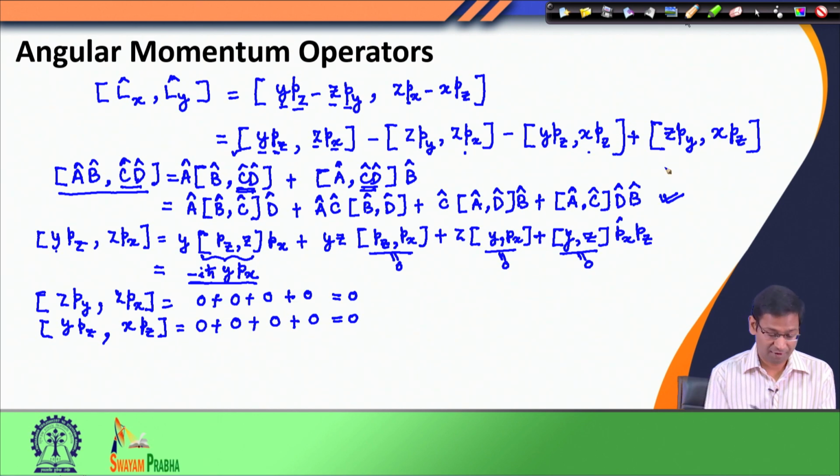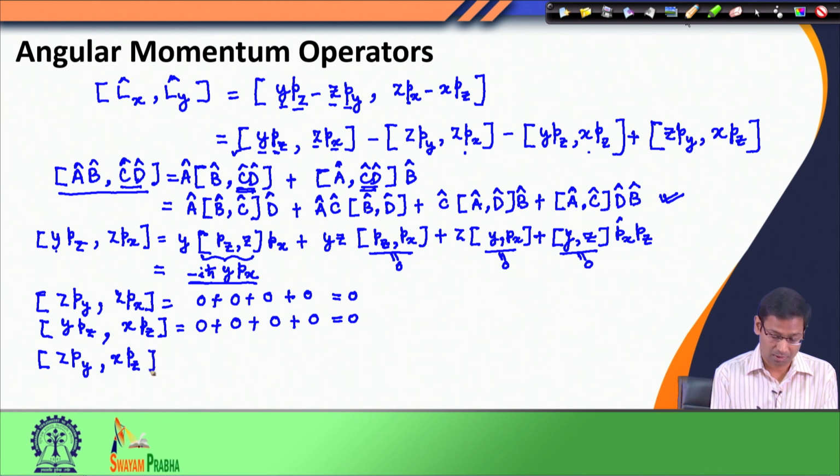Now, we have the final term, which is the commutator between Zpy and Xpz. We would see what we get from here. So, we have again A, B, C, D, and we are going to use this particular relation. First term will require a commutator between B and C, so Py and X, they would commute. Therefore, the first term will be 0.